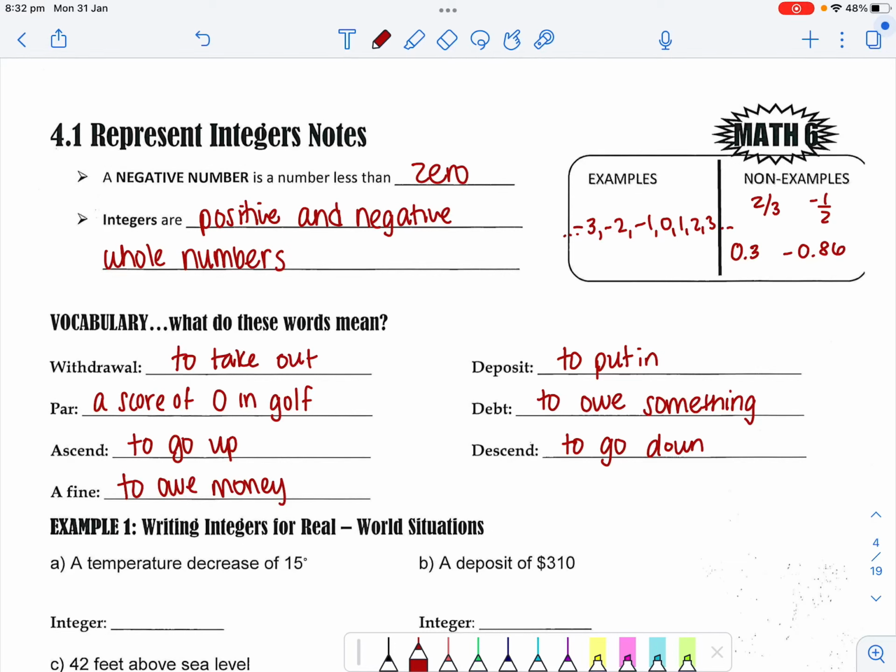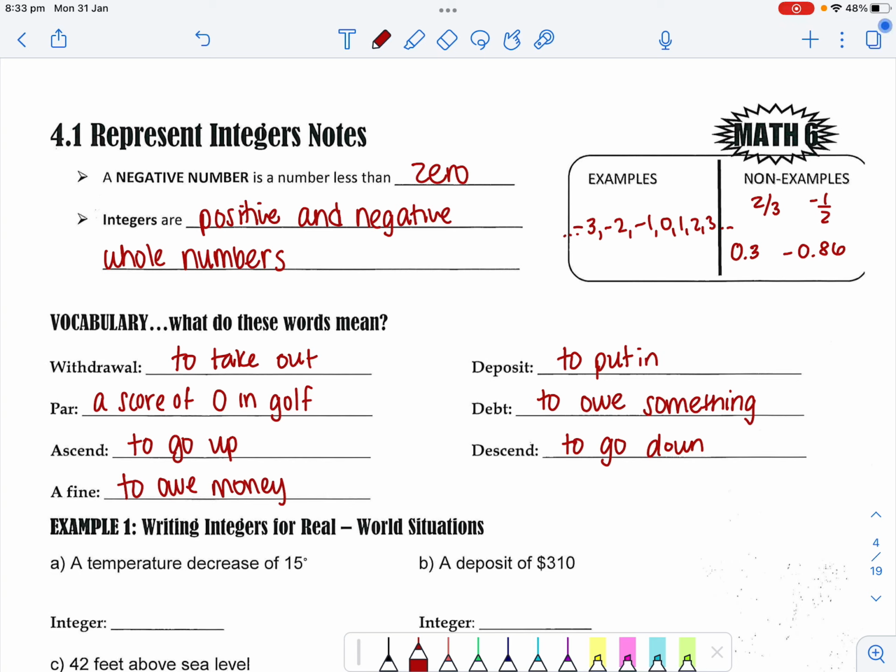Hey everyone, today we are going to talk about how to represent integers for real world situations and also how to graph integers on the number line. First, we have some vocabulary with some examples and some non-examples. So this is our first experience with negative numbers or integers. A negative number is a number less than 0. And the definition of integers is positive and negative whole numbers.